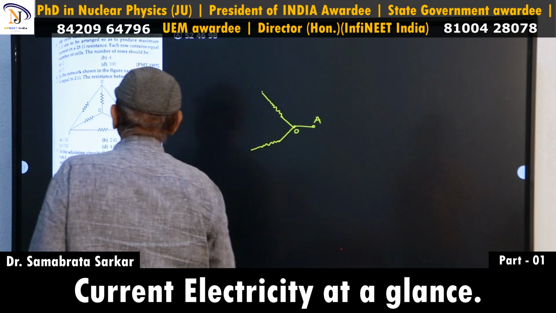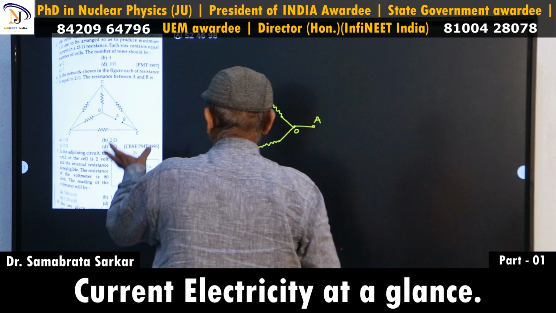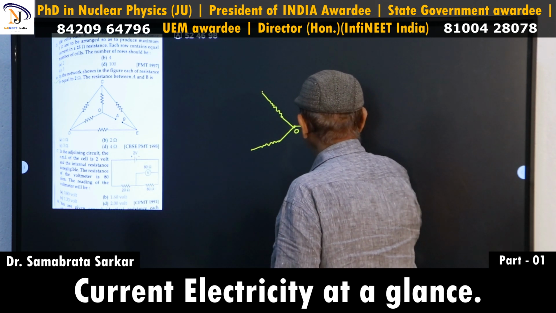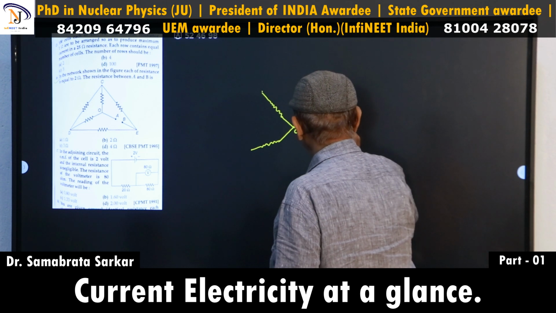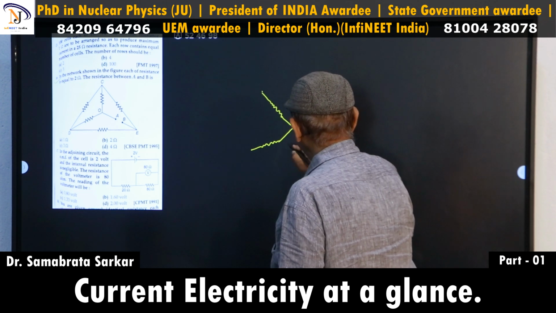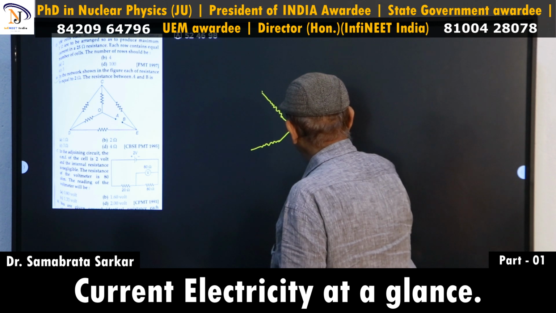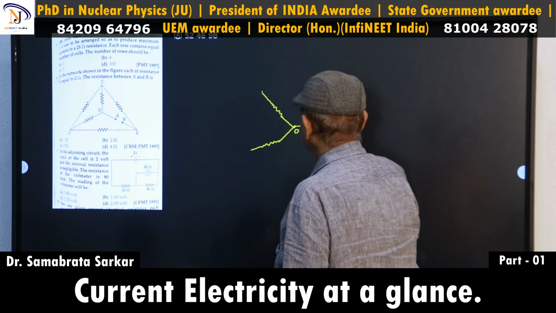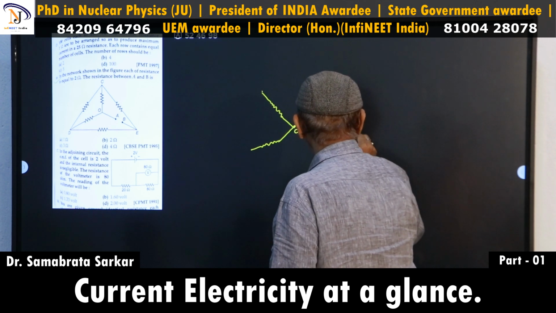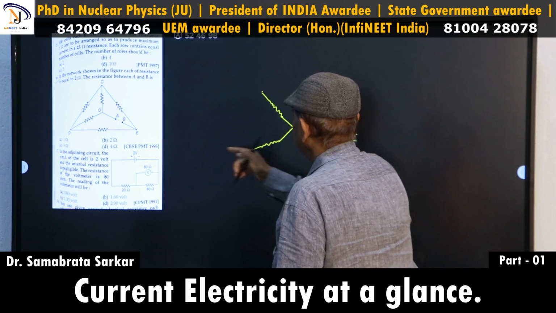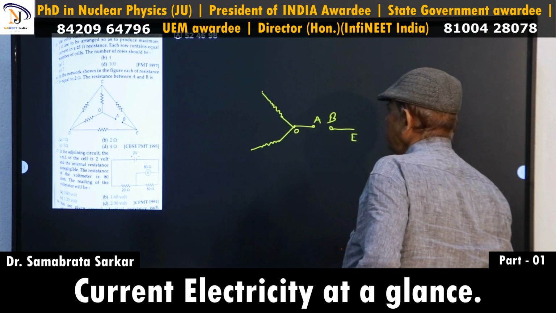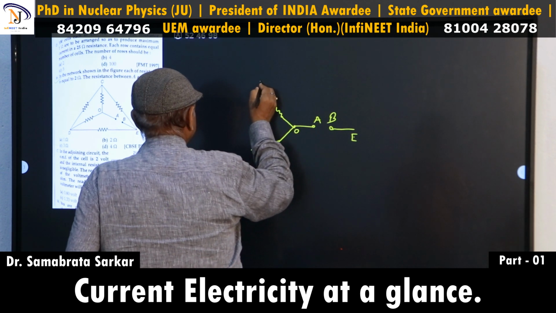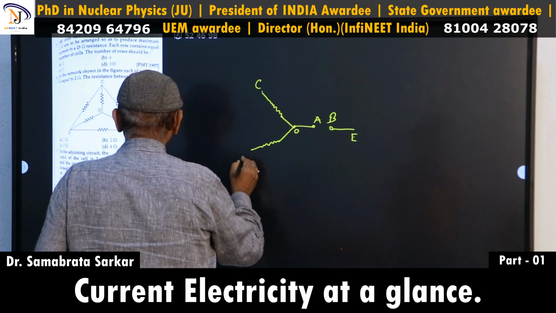And then another point is here. What is that point? B is another point. An extension of this point is A. Extension is O, and this is B. The extension point is E. From O to C and O to D.